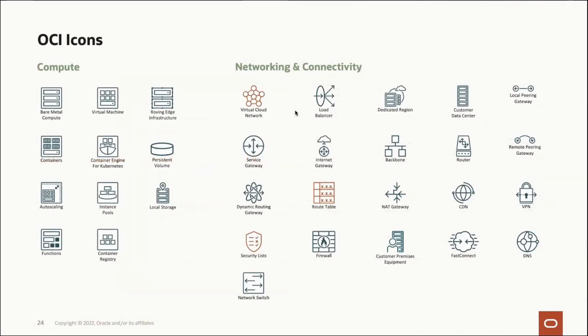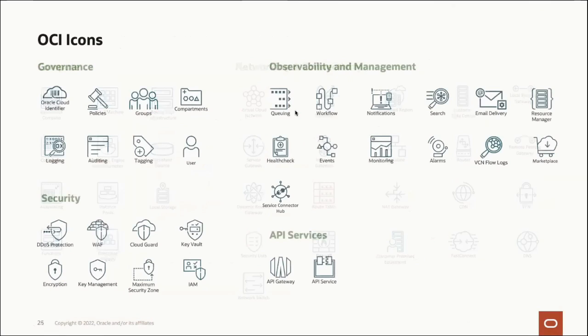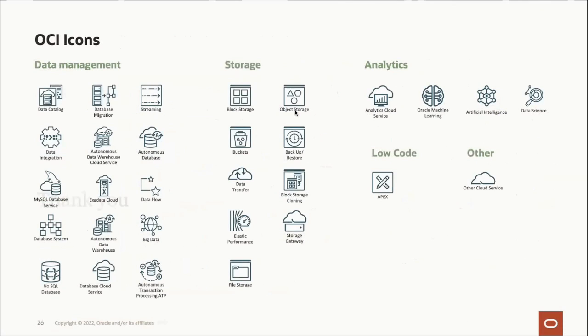There's a lot of different icons. I'm going to breeze through these so we can get into the online side of it. We have compute, networking, governance, observability, security, API services. All of these can be grabbed so you can actually build out your reference architectures. So let's open up these sites.